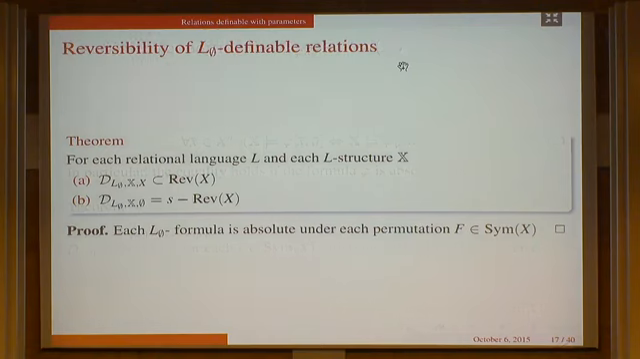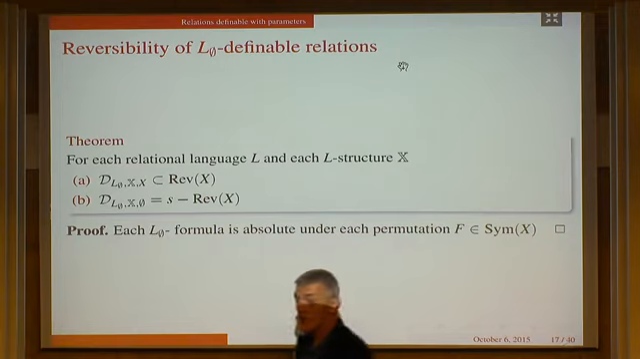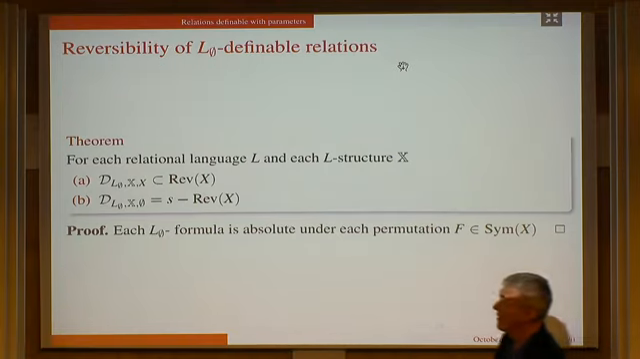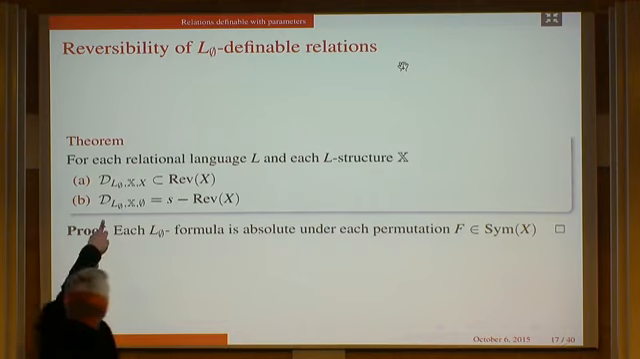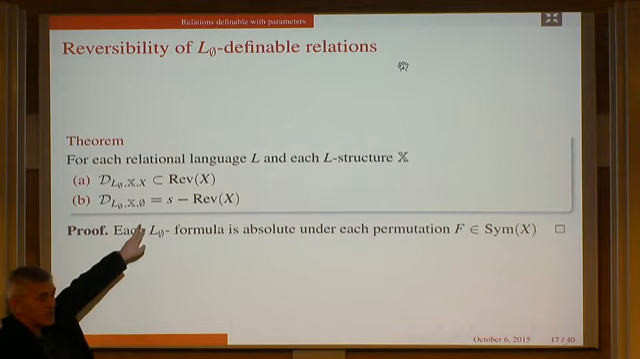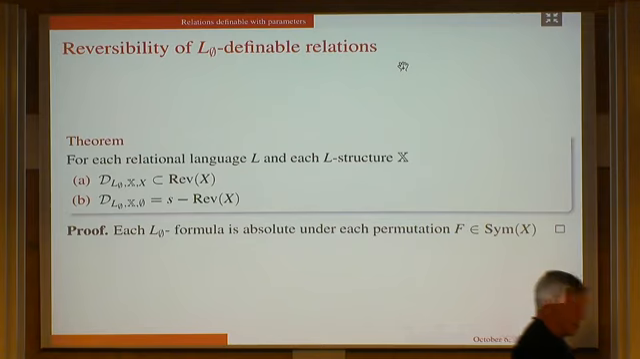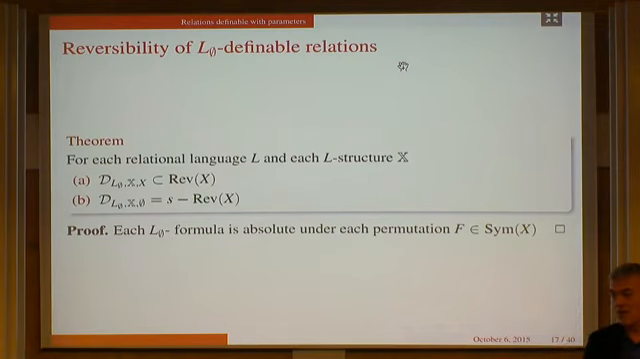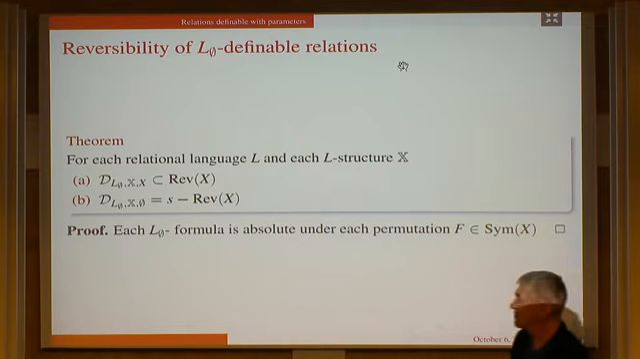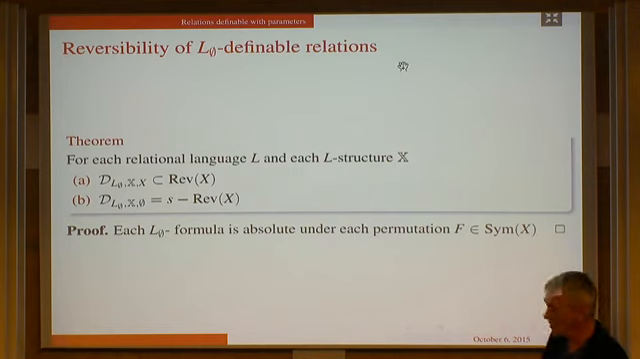And we have a corollary that for each language and each structure, all definable sets in the empty language are reversible. And also that the class of sets which are definable in the empty language without parameters coincides with strongly reversible structures, which means that Aut of X is equal to Sym of X. Proof: each formula in the empty language is absolute under each permutation, so we apply the previous theorem and that's it.